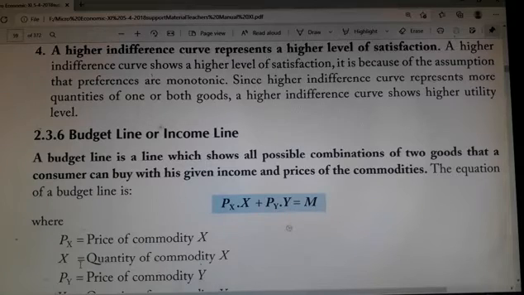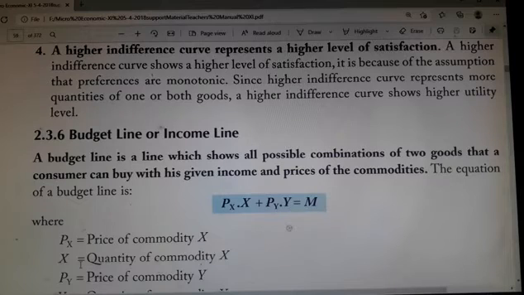Or it is also known as income line. Income means how much income we have. So that is what is budget line or income line. A budget line is a line which shows all possible combinations of two goods that a consumer can buy with his given income and prices of the commodities. It is also known as price line. So budget line is also known as price line. It is also known as income line.